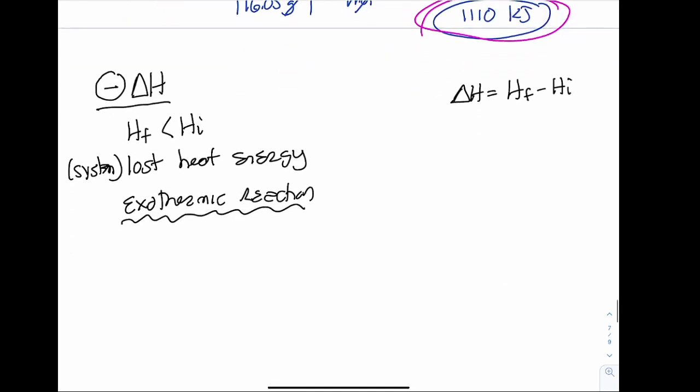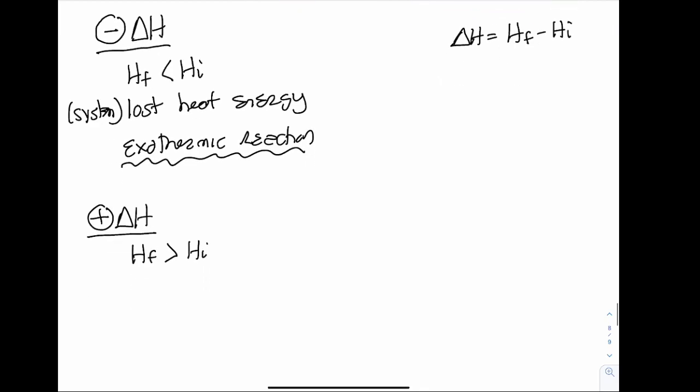If my value for delta H is positive, right, I have a positive enthalpy change. That means my final amount of enthalpy is greater than my initial. So my system, again, always from the point of view of our system, gained heat energy.